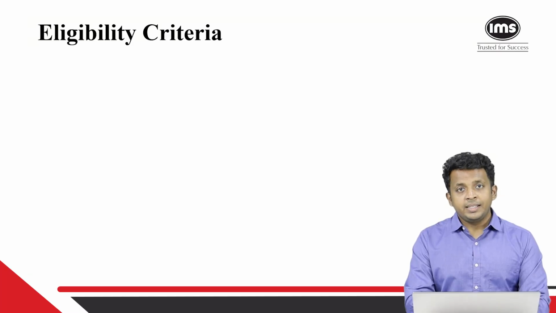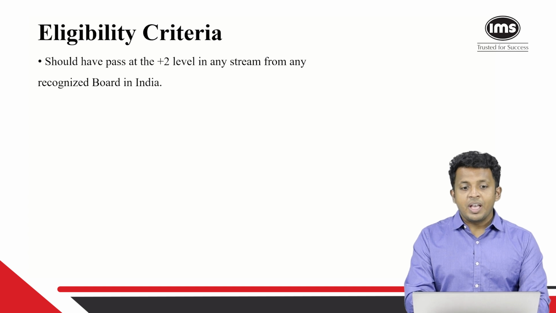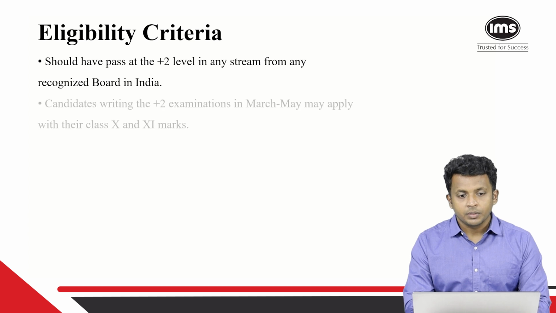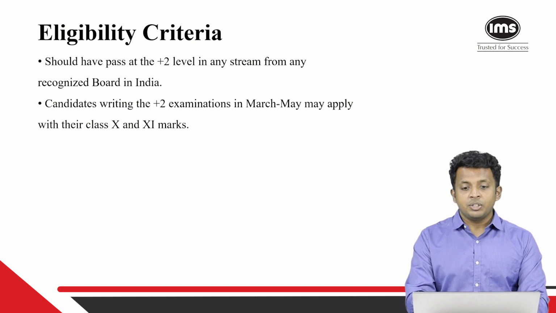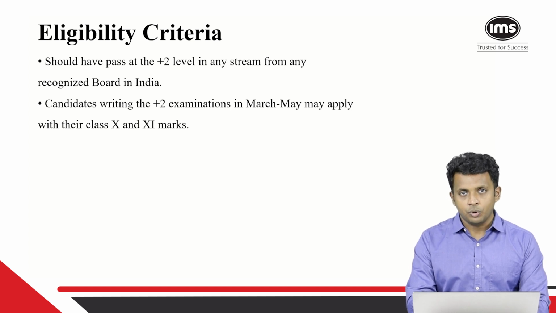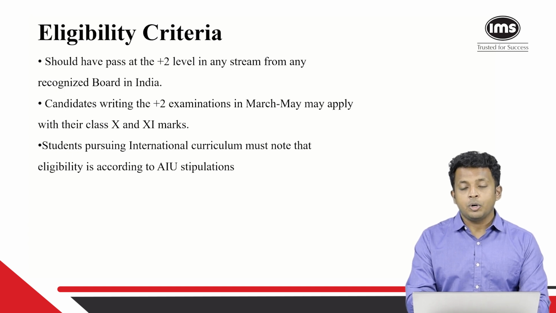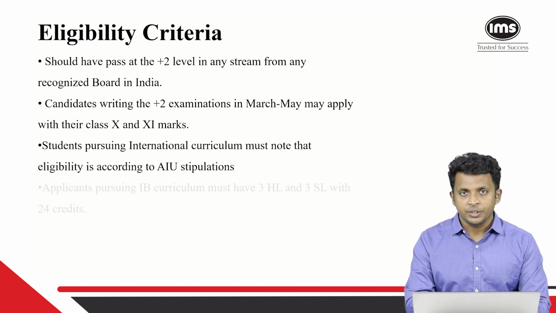Now let us look at the eligibility criteria for the courses. Students should have passed the 10+2 level in any stream from any recognized board in India. Candidates writing the +2 examinations in the months of March, April or May may also apply with their class 10th or 11th scores. Students pursuing the international curriculum must note that the eligibility is according to the AIU stipulations, that's the Association of Indian Universities.